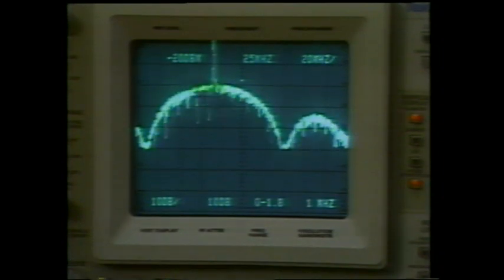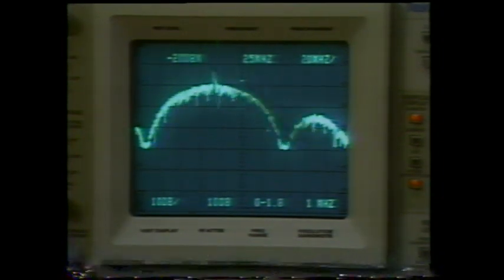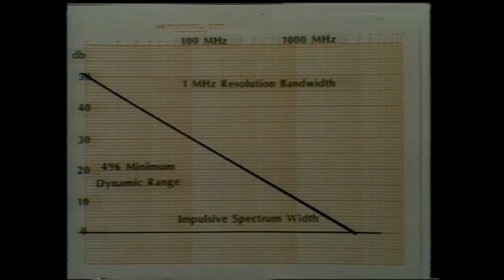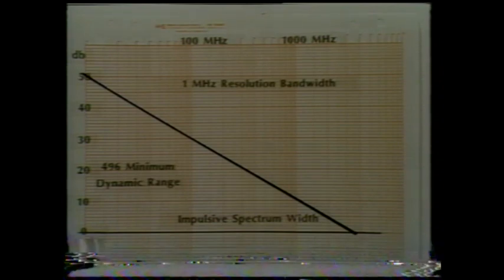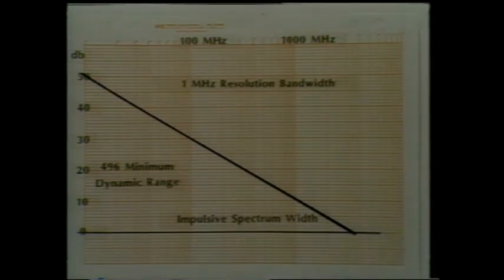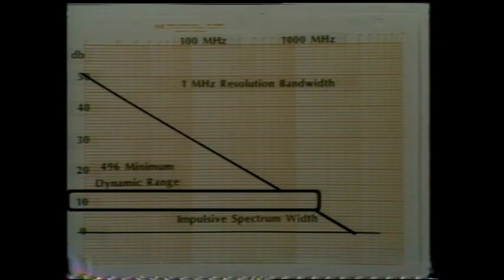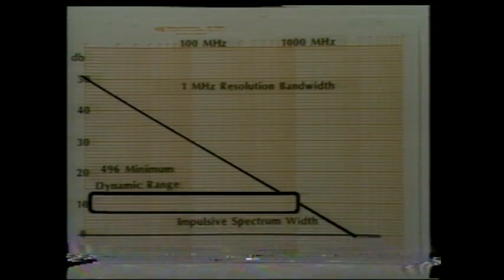Impulsive signals create dynamic range problems too. Here's a graph of typical 496 dynamic range as a function of signal spectrum width. With 1800 megahertz front-end input bandwidth and 1 megahertz display resolution bandwidth, the input mixer is subjected to over 60 dB more signal level than is displayed. As you see here, given minus 80 dBm sensitivity and about minus 10 dBm mixer overload level, we're left with only about 10 dB of dynamic range.